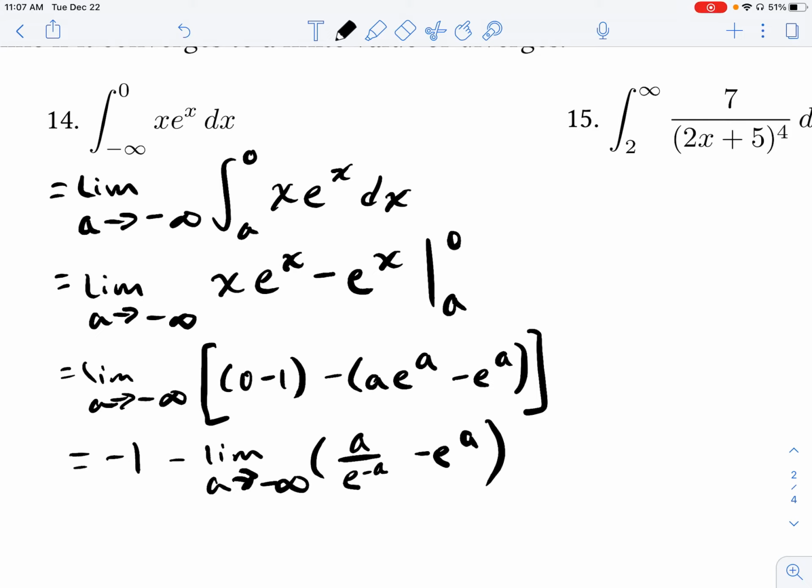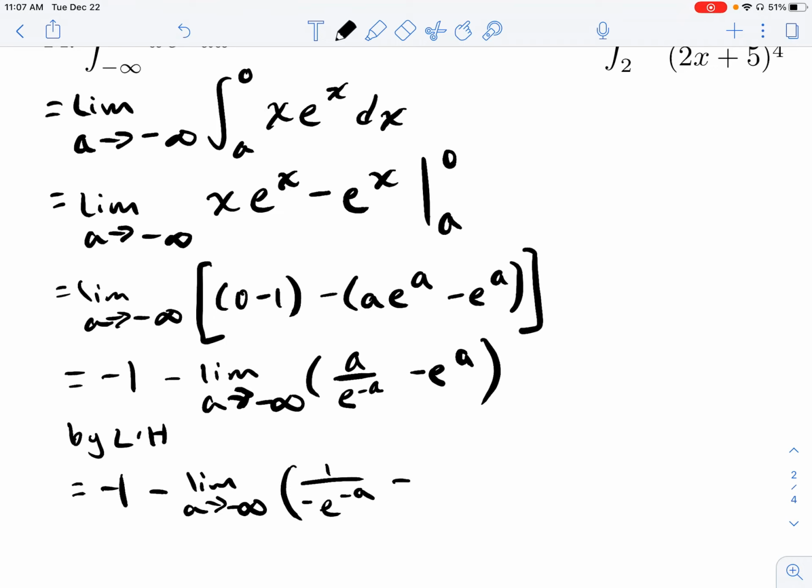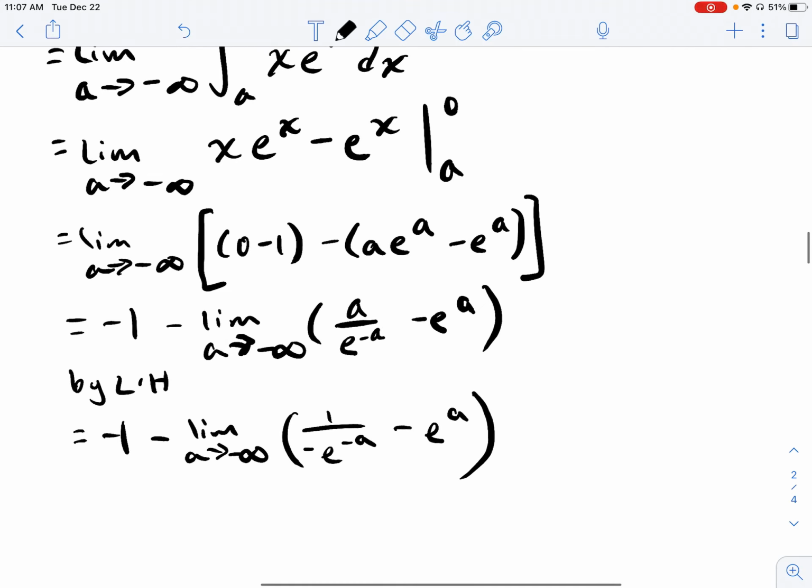Well, if you look at this carefully, it does now allow me to use L'Hopital's rule. So by L'Hopital's rule, we can say this would become negative 1 minus the limit as a approaches negative infinity of, let's differentiate the numerator, that's just going to be 1. Differentiate the denominator, that's minus e to the negative a minus e to the a. And we're really just doing L'Hopital's for that first part that results in that indeterminate form.